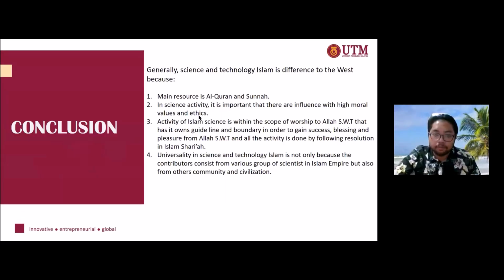Okay, next. So, four conclusions. For our conclusion, for our presentation, generally, science and technology in Islam is different from the West because, first, the main resource is Al-Quran and Sunnah. Second, science activity is influenced by high moral values and ethics. Third, the activity of Islamic science is within the scope of worship to Allah Subhanahu Wa Ta'ala that has its own guideline and boundary in order to gain success, blessing and pleasure from Allah Subhanahu Wa Ta'ala. And all the activity is done by following religion in Islamic Sharia.